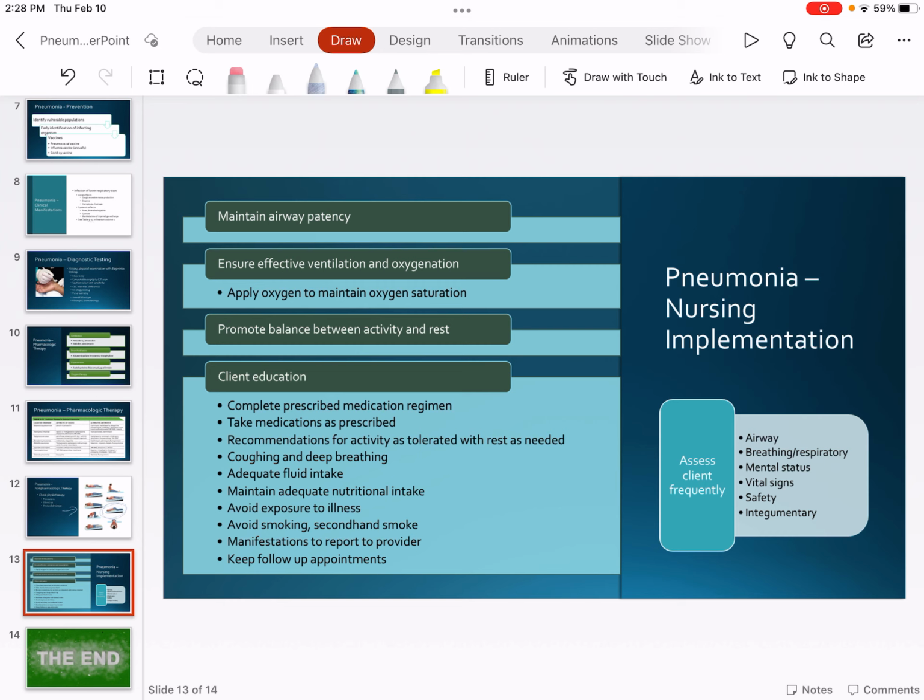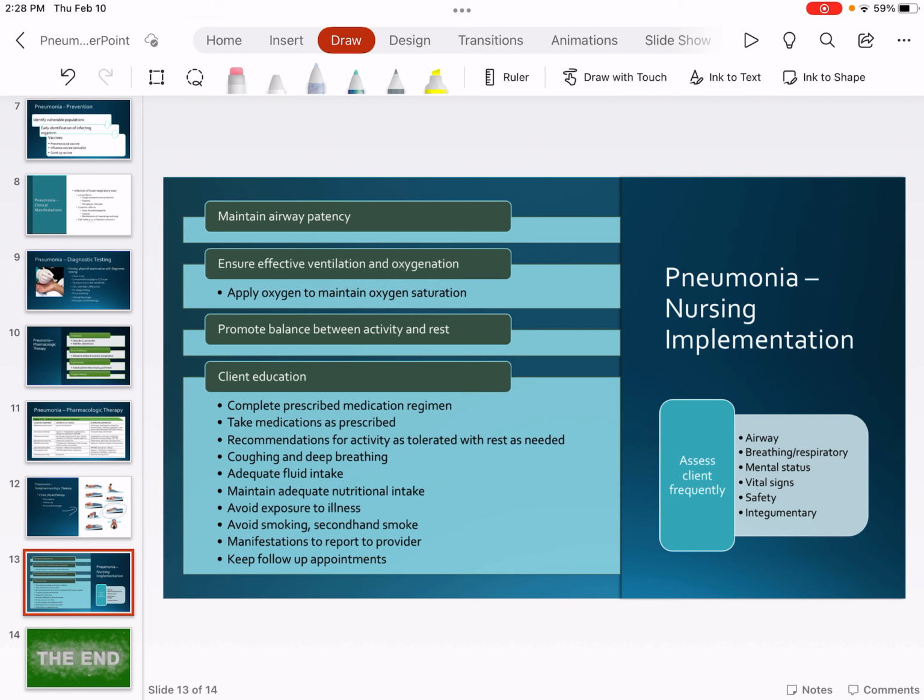And then education: they need to complete their medications as prescribed, and follow the recommendation for activity with rest as needed. Coughing and deep breathing exercises are really important to expand the lungs and to break up those secretions and cough them out. Adequate fluid intake is important. That will help to thin their mucus and secretions so that they can cough those up.